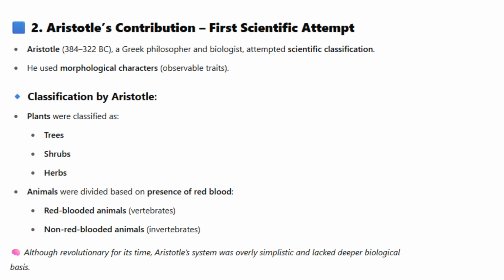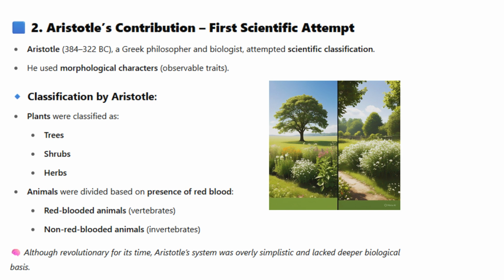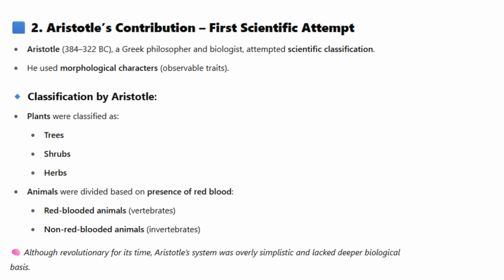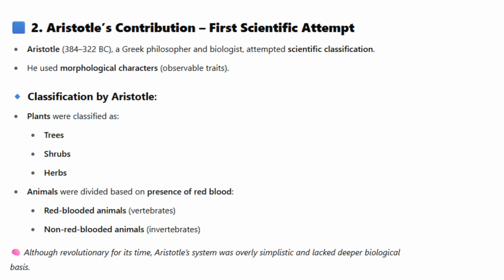Now, fast forward to the great Greek philosopher Aristotle, around 384 BC. He made the first scientific attempt at classifying living things, based on observable traits. He grouped plants as trees, shrubs, or herbs, and animals as those with red blood and those without it. In today's terms, vertebrates and invertebrates. It was revolutionary for its time, but far too simple for the complexity of life.